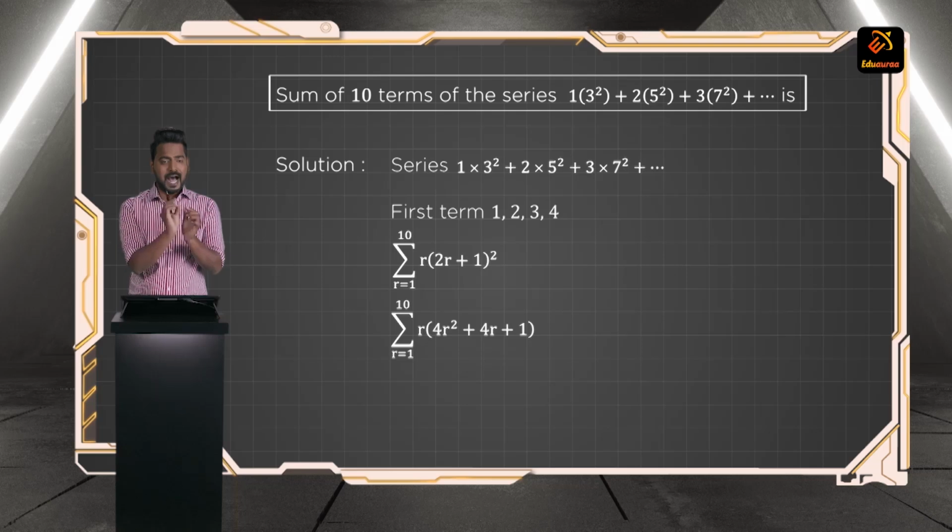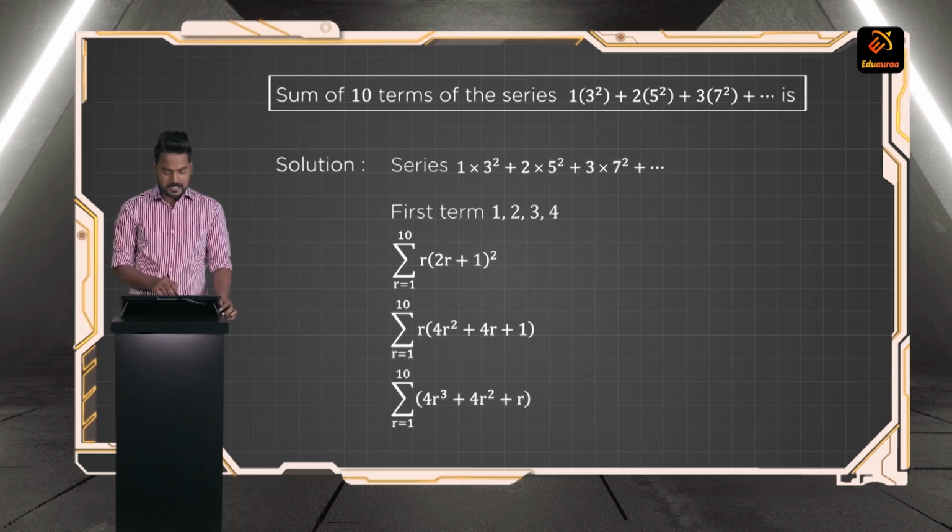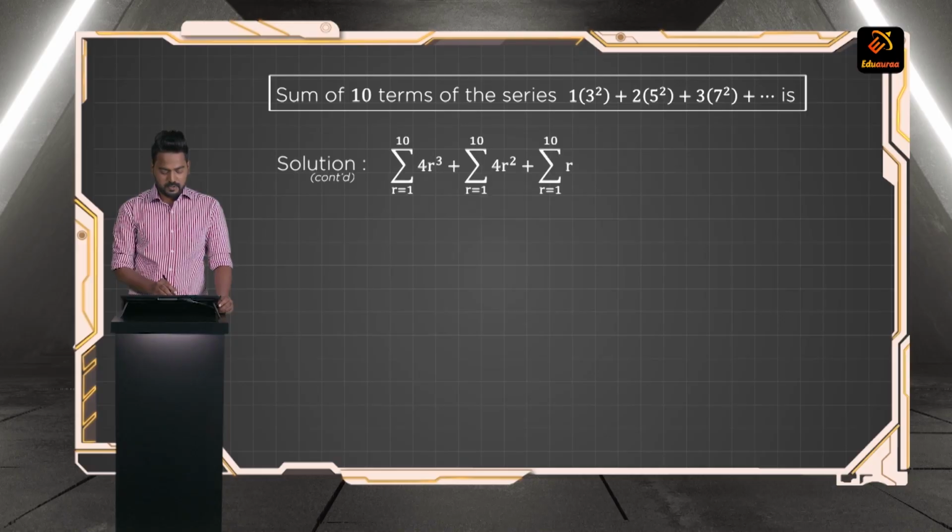Now substituting the R part inside. So multiplying the R part inside, it will be summation of R equal to 1 to 10, R into 4R square will be 4R cube, R into 4R will be 4R square and R into 1 will be R. Now all the terms are in plus. If all the terms are in plus or minus, I can simply take summation inside. So taking summation inside, summation of 4R cube from R equal to 1 to 10 plus summation of 4R square from R equal to 1 to 10 plus summation of R from R equal to 1 to 10.